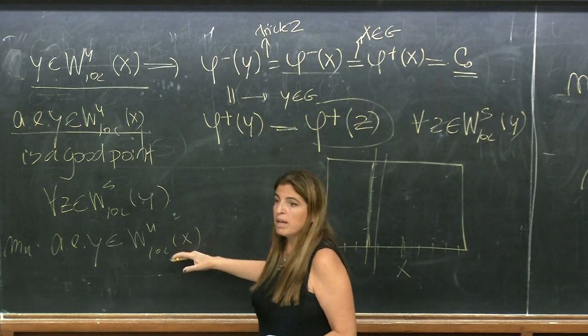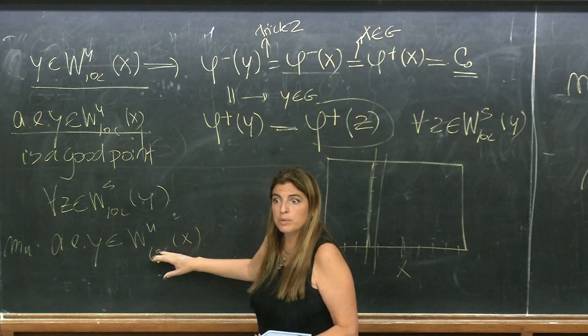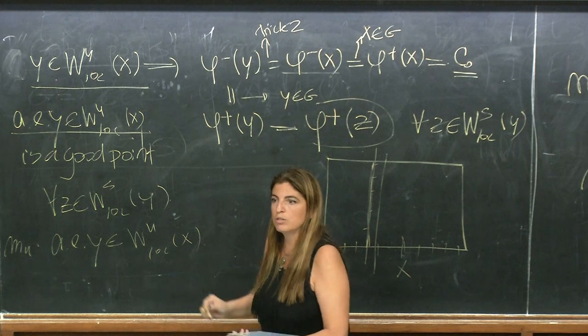Okay, now we apply Fubini again. We integrate this and we will get the whole square.